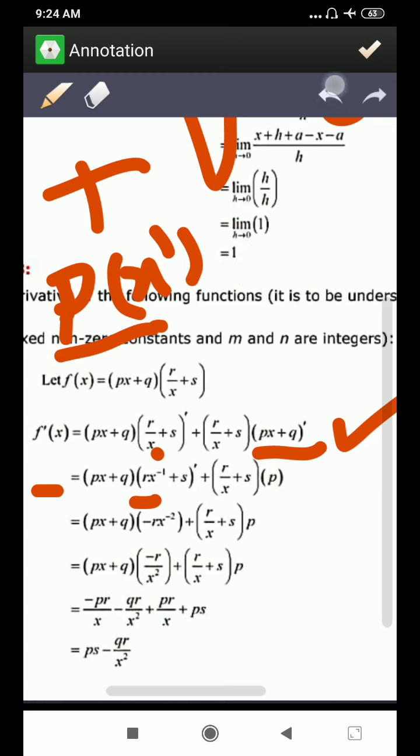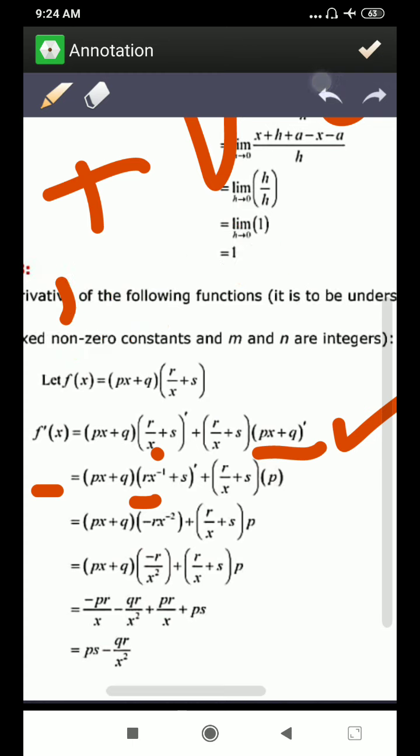Remaining part is simple calculation, multiply and all this that you can do yourself. Just put this as minus r upon x square, open this bracket by multiplying both, and in that way you will get the answer.